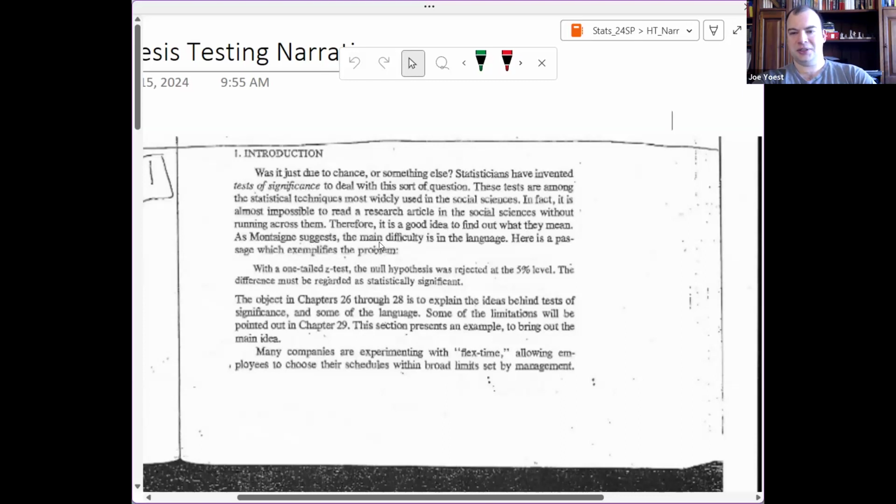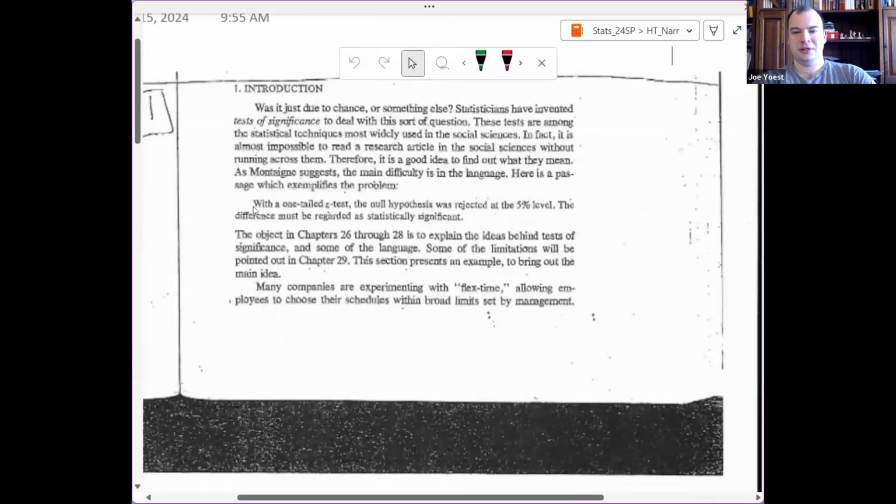As Montaigne suggests, the main difficulty is in the language. Here's a passage which exemplifies the problem. So the passage they give is something that you might see in one of these research articles, and it says, with a one-tailed z-test, the null hypothesis was rejected at the 5% level. The difference must be regarded as statistically significant. So, of course, this is a fairly esoteric couple of sentences.